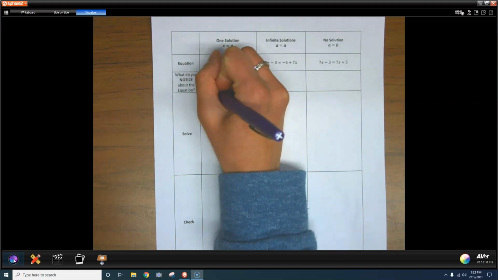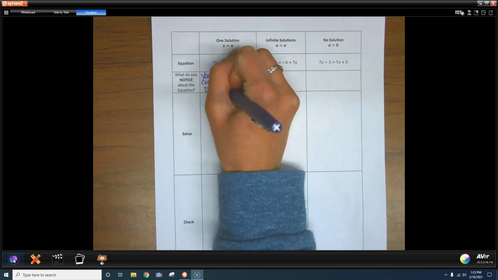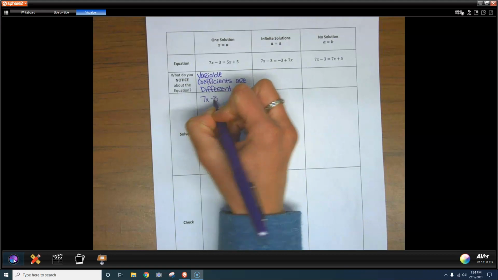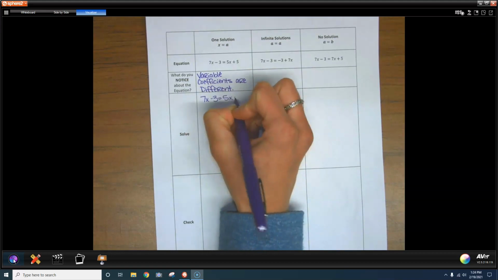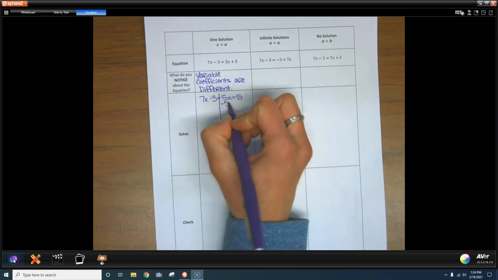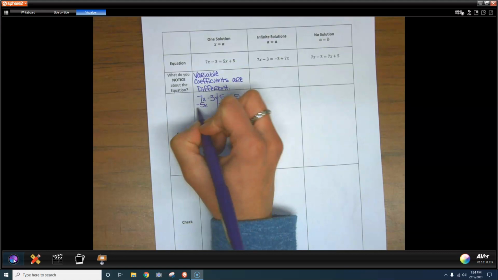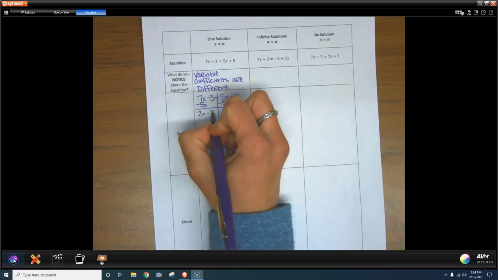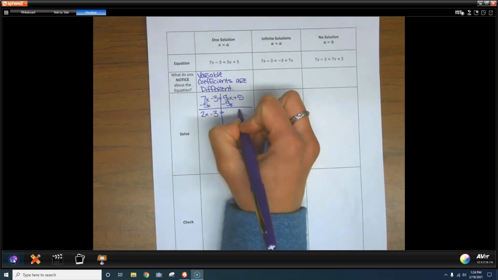That's what we talked about in our last class day, that when our variable coefficients are different, it leads to one solution because there'll be an x left over. So now we're going to solve it. I'm just going to rewrite the problem here and solve it. So I have 7x minus 3 equals 5x plus 5. We have variables on each side, so I'm going to minus the 5x. It doesn't matter which one you get rid of, but I'm going to minus the 5x, and I'm going to be left with 2x minus 3 equals 5.